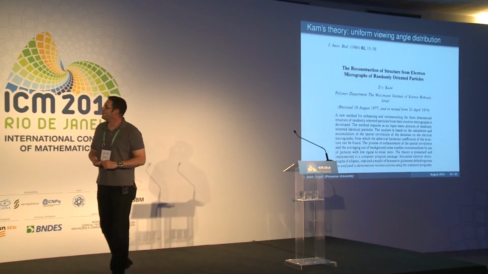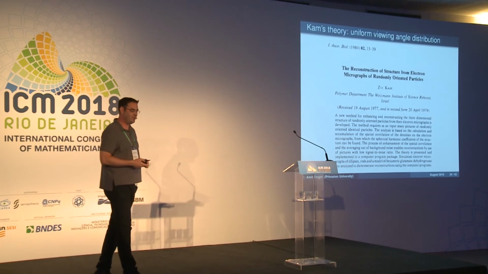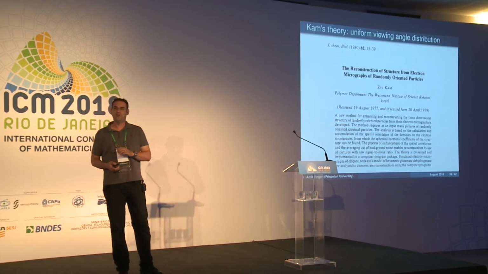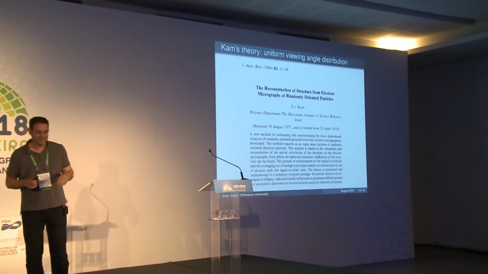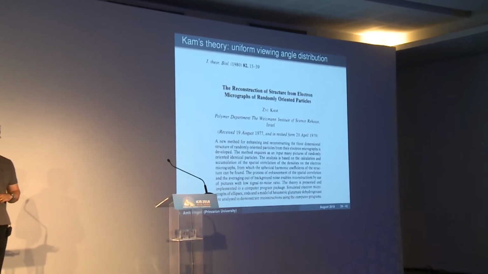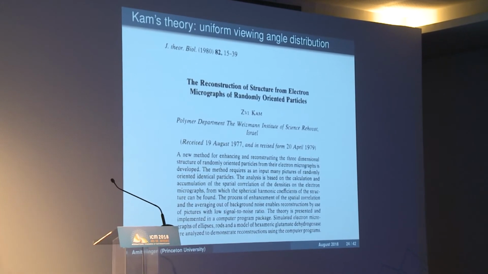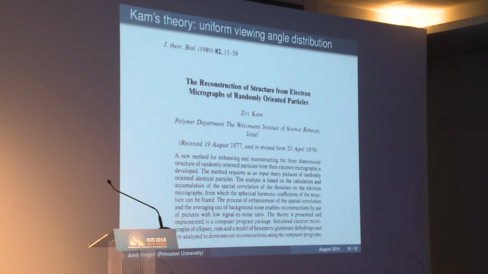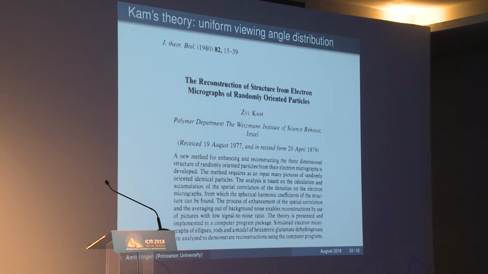Well, 40 years ago, there was a really fascinating paper by Tzvi Kam of the Weizmann Institute in Israel, who proposed a very, very similar method that was completely forgotten by the community. This is one of the papers that are way ahead of their time. And what Kam suggested, in our language today, is basically to compute the covariance matrix of the 2D images, and to see what you can extract from that covariance matrix about the 3D structure.